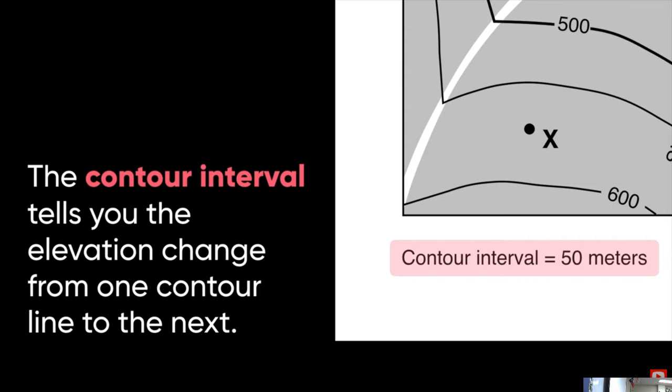What that means is that as you go from one contour line to the next, there's going to be a change in elevation of 50 meters. So that contour interval tells you the elevation change from one line to the next. Fortunately, even if you're not given the contour interval, you can usually figure out what it is by examining the lines, and we'll see an example of that in a moment.